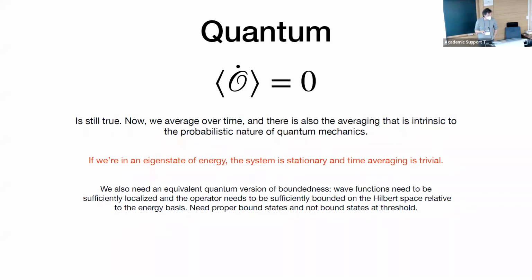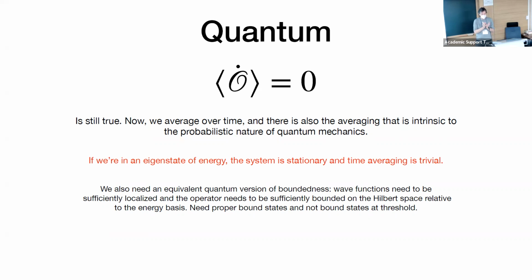So we get this expectation value automatically equal to 0. And then the only thing that we need to do is integrate over the wave function to find averages of operators. Okay. And as I said, we need an equivalent version of boundedness in quantum mechanics. You want to say it's slightly different. You want to say that the state you have is good enough, right?